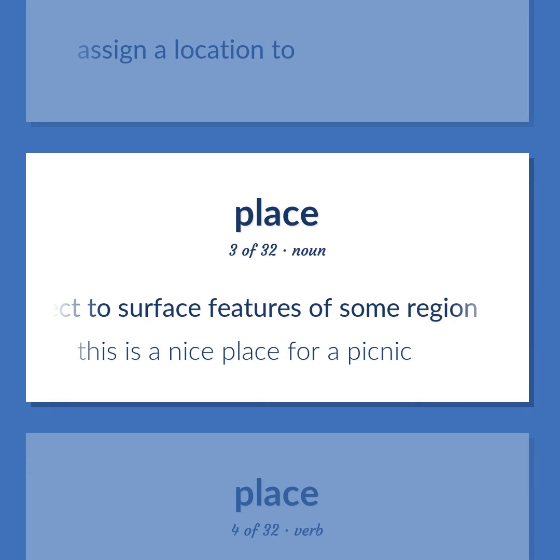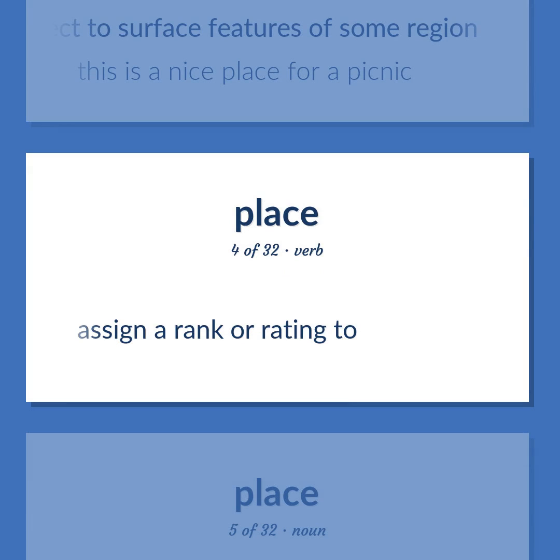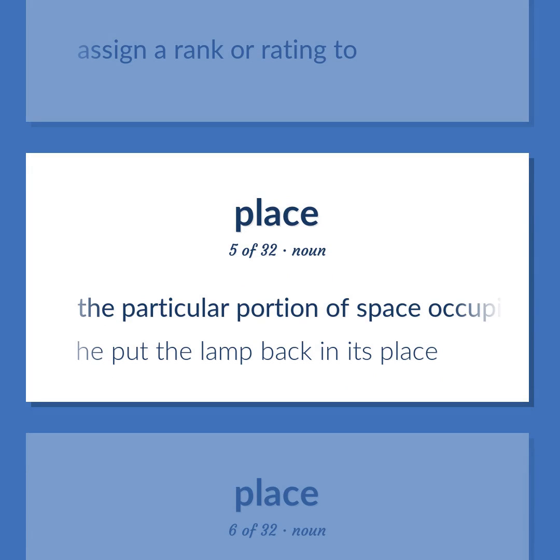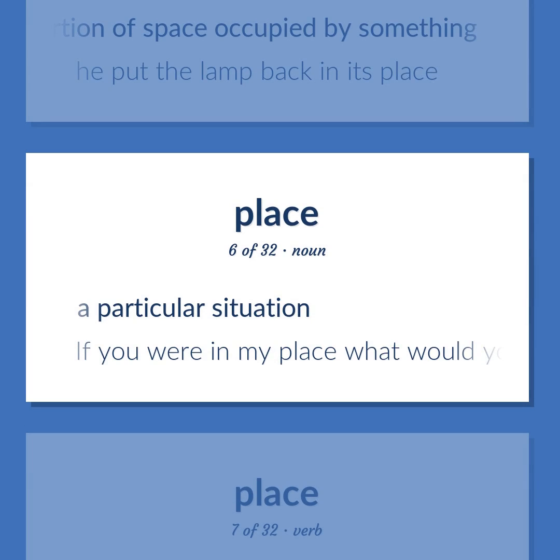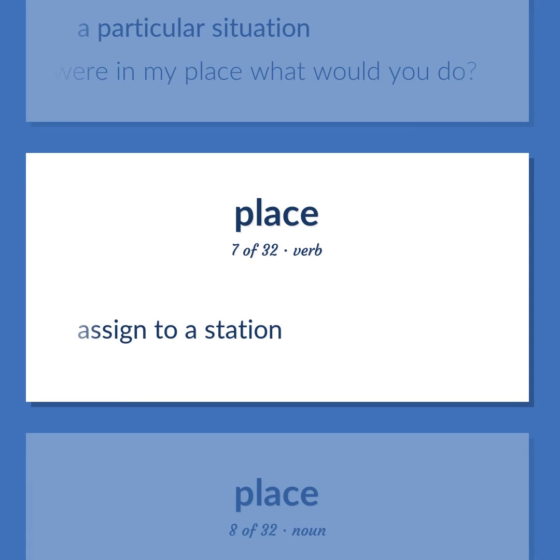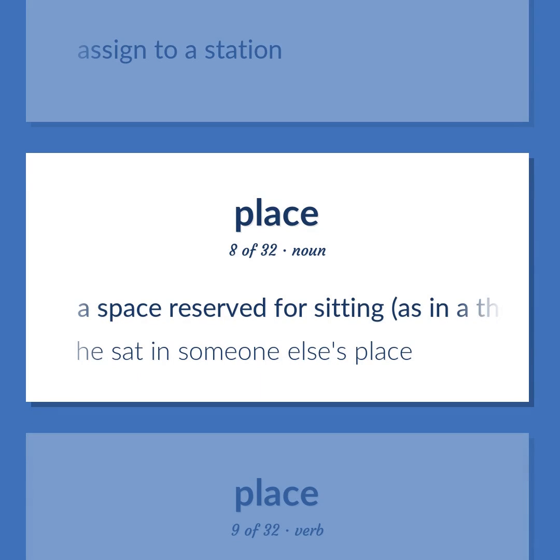This is a nice place for a picnic. Assign a rank or rating to. The particular portion of space occupied by something. He put the lamp back in its place. A particular situation. If you were in my place, what would you do? Assign to a station. A space reserved for sitting, as in a theater or on a train or airplane. He sat in someone else's place.